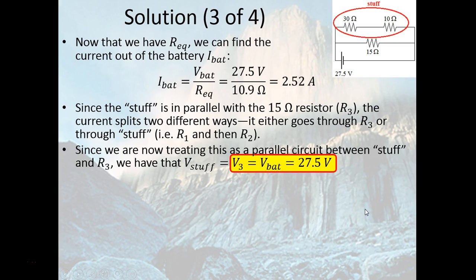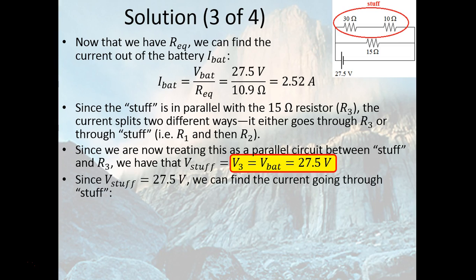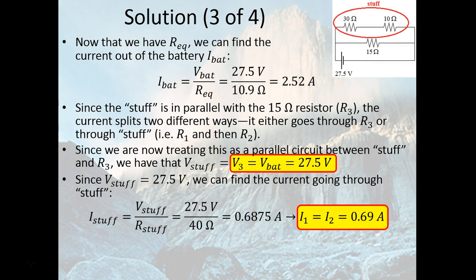Now, we also notice that stuff is in parallel with the 15 ohm resistor, which means that the total voltage drop through stuff is 27.5 volts, and again the total voltage drop through the 15 ohm resistor is also 27.5 volts. So doing this, we can figure out the current that's going through stuff. We could also figure out the current that's going through the 15 ohm resistor.